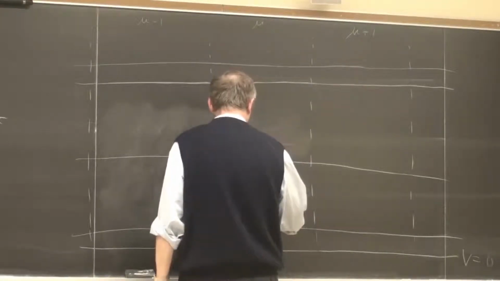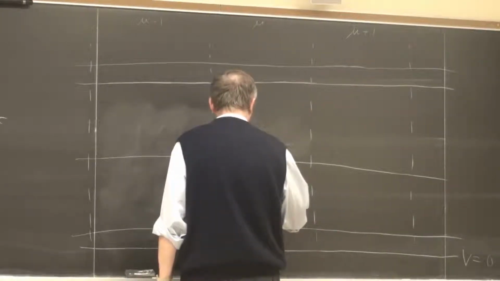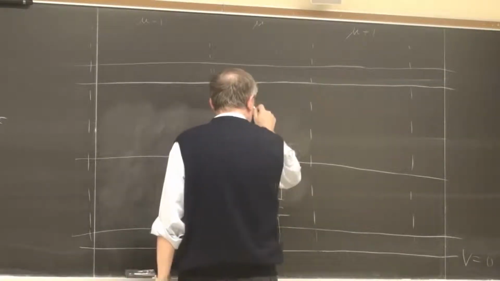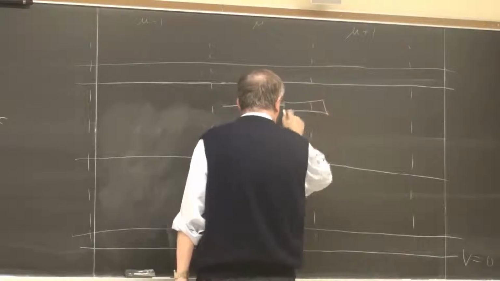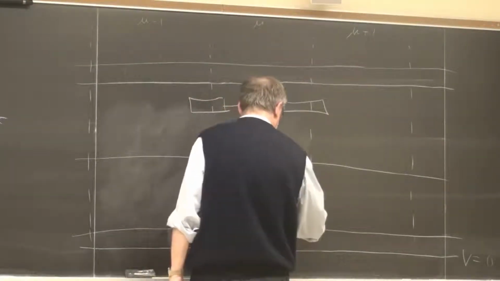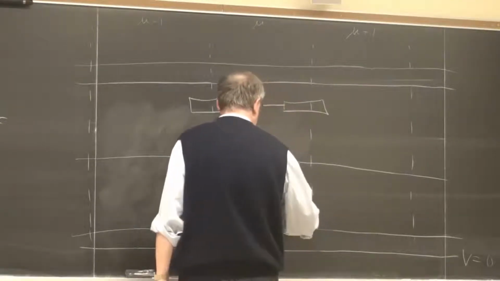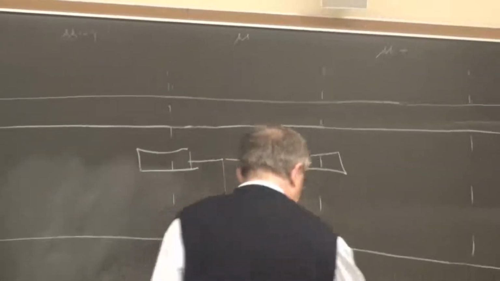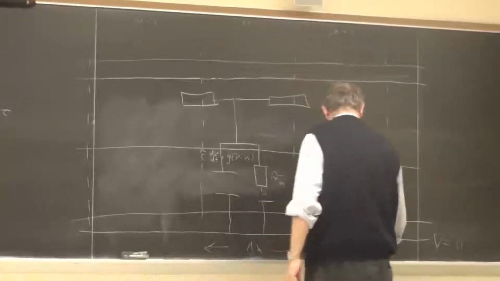Okay, that's what I have here. And now I have the possibility to go to the next elements. Here I have the membrane potential. I put a tilde on there, because that's the potential I have in my element. The element here is delta x long. The next element is also delta x long.